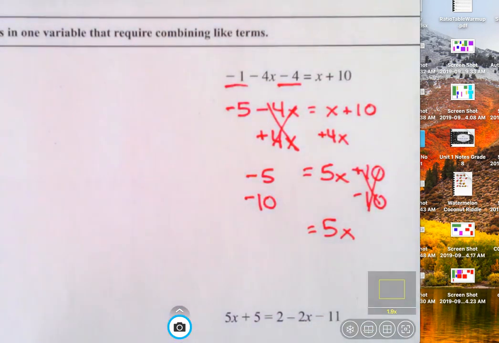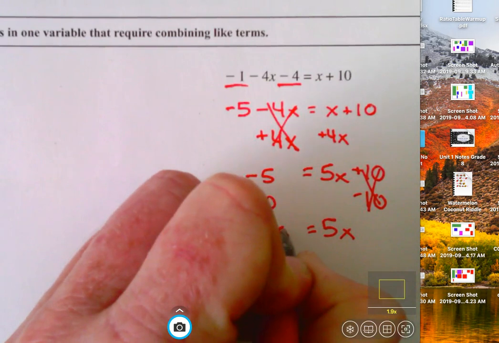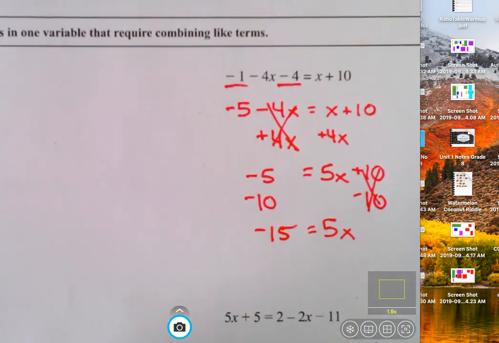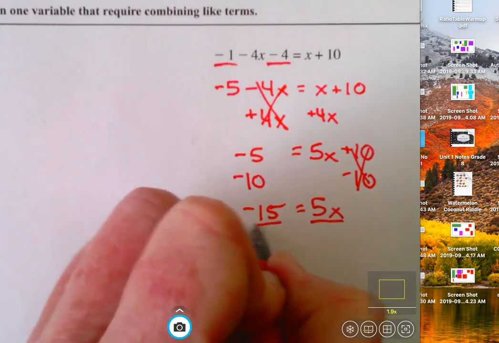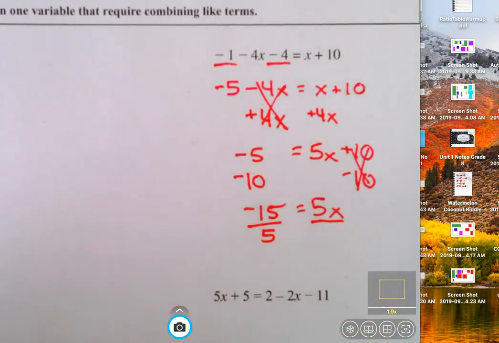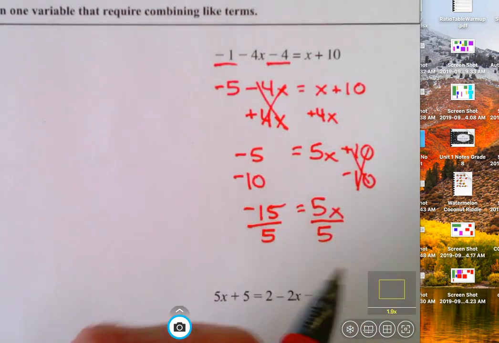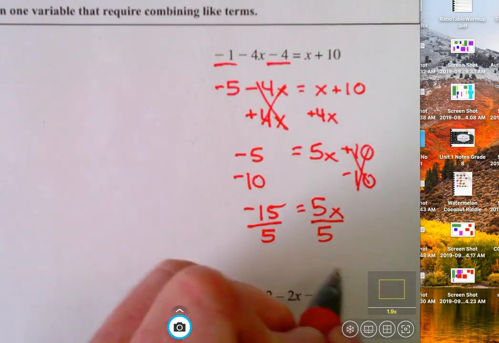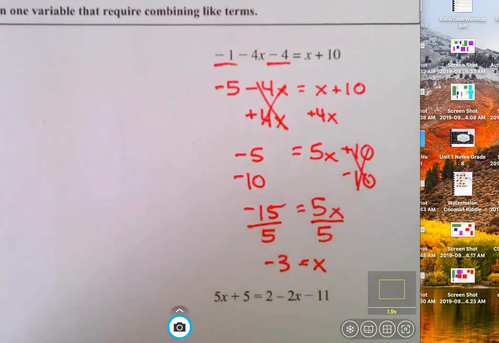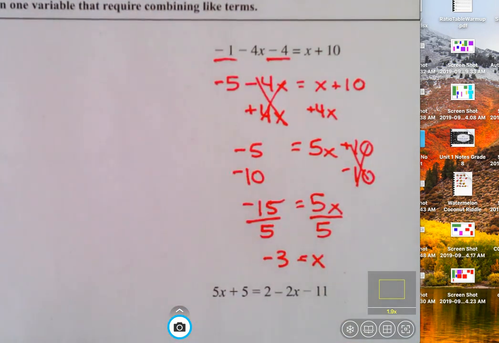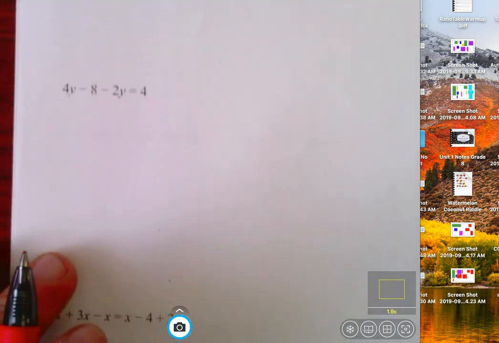Well, -5 and -10 is -15. So 5 times what is -15? Well, it's -3. If you didn't know, we would just divide -15 up into 5 groups. Right? 5 divided by 5 is just 1. -15 divided by 5 is -3. All right, let's keep going.